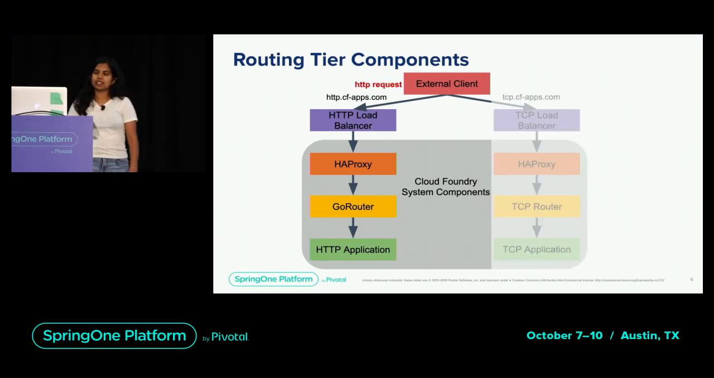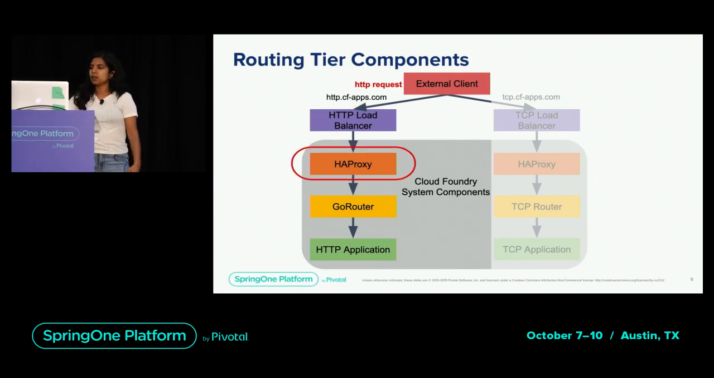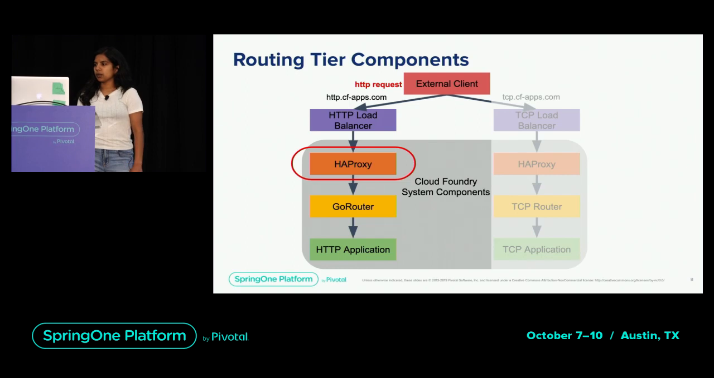So if we just look at the left side of this diagram, we can see all the components that an HTTP request would go through before finally being routed to an HTTP application. So the load balancer is the front-facing part of your CF, and it'll be the component that receives the request, and it will forward it to the HAProxy. The HAProxy would be configured to point to the Go routers as its backends.